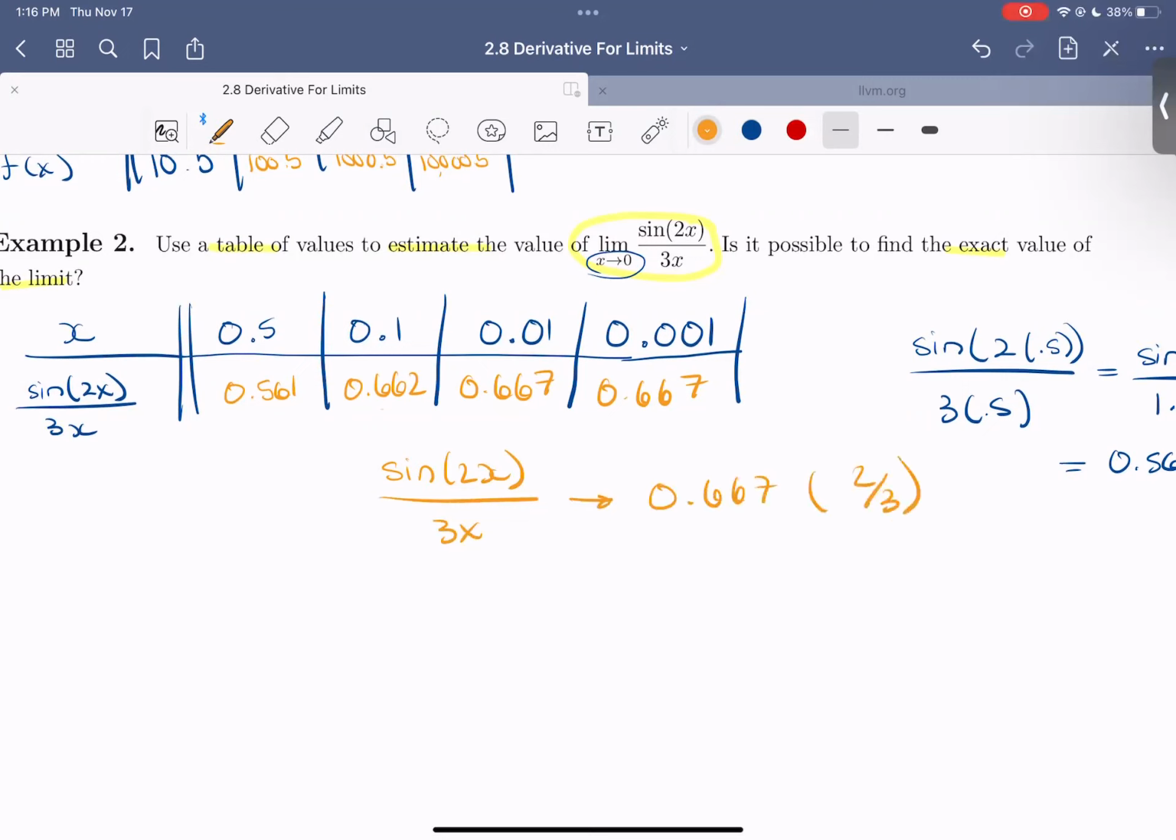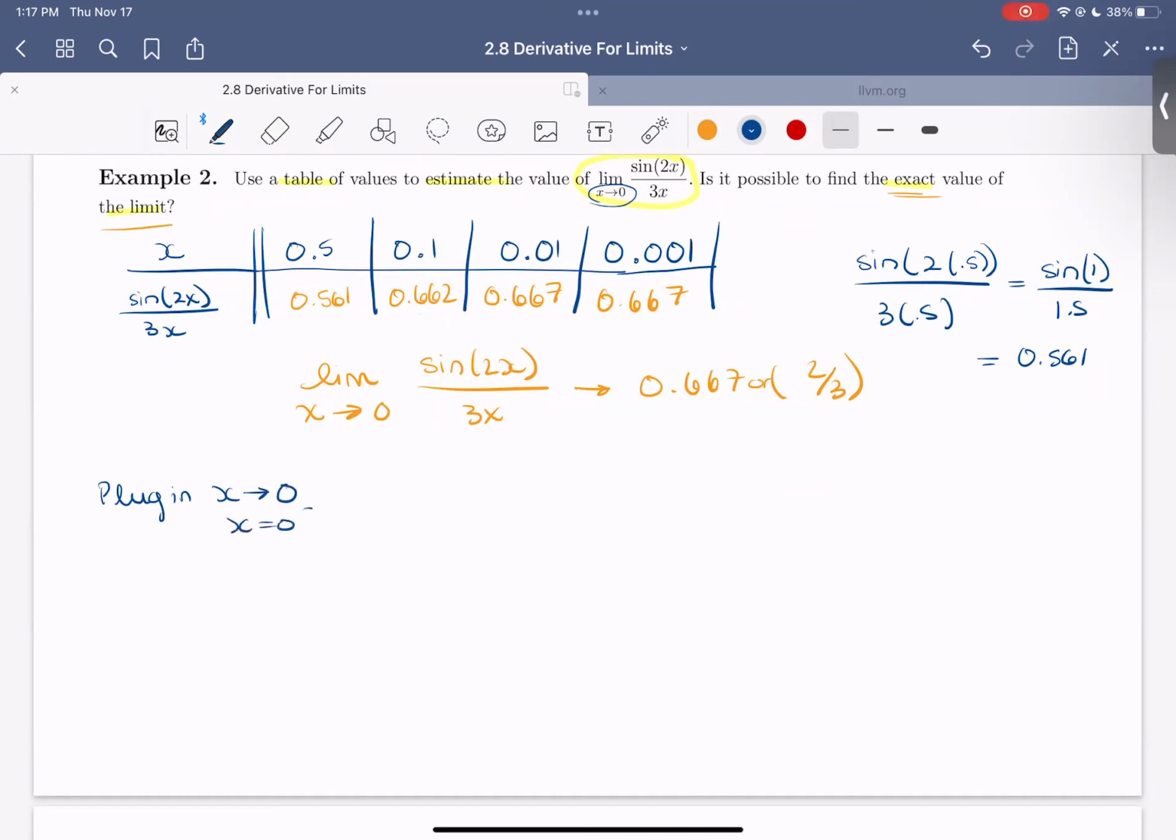So now let's look at the follow-up here. It's asked, is it possible to find the exact value of the limit? Well, one way we saw for computing exact values is to plug in the value that we are approaching. So x is going to 0, so can we plug in x equals 0? Well, let's see what that would look like. That would be sine of 2 times 0 over 3 times 0, which 2 times 0 is just 0. So we'd get sine of 0 over 0. Uh-oh, this isn't looking good. Sine of 0 is 0, and then the denominator here is 0.